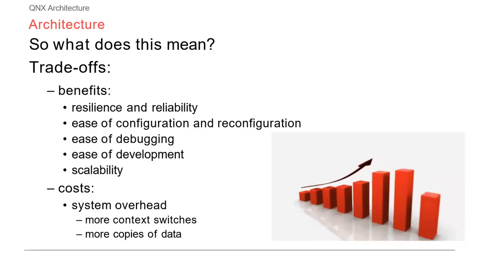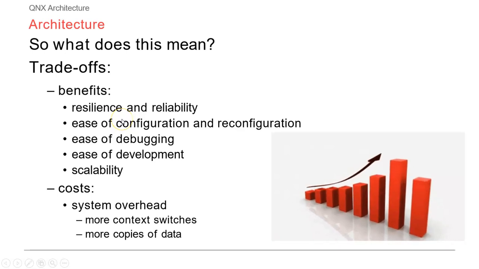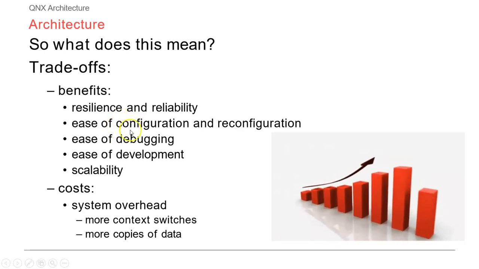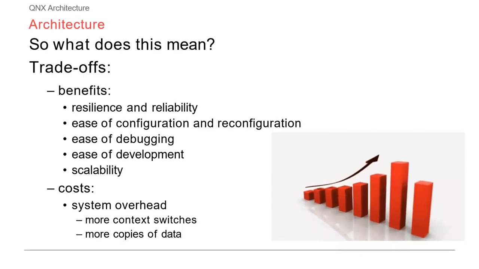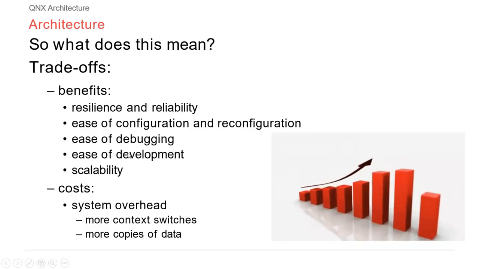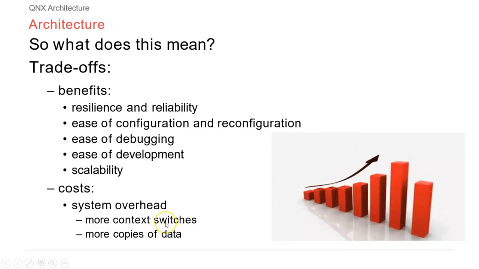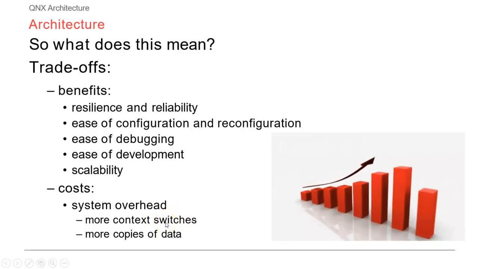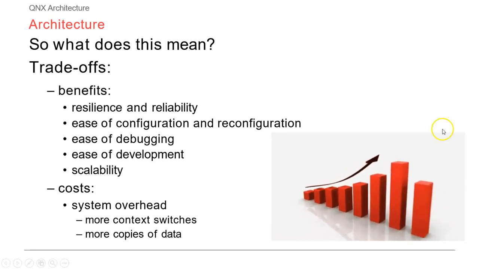So coming to the trade-off of the architecture. This architecture gives huge benefits like reliability, reconfigurability, easy debugging, and scalability. Developers can easily update or add drivers without recompiling the kernel. But there is a small cost because everything communicates through message passing. There are more context switches and more data copies. So overhead increases slightly. But in safety critical embedded systems, reliability is always given higher priority than minimal performance loss.